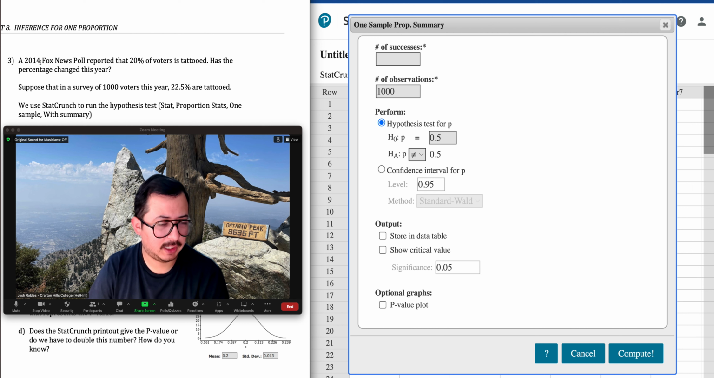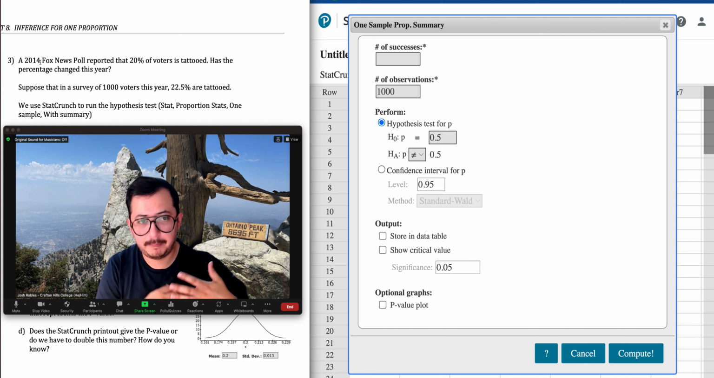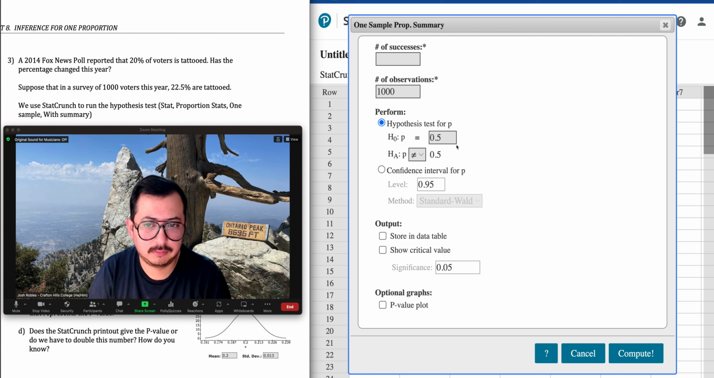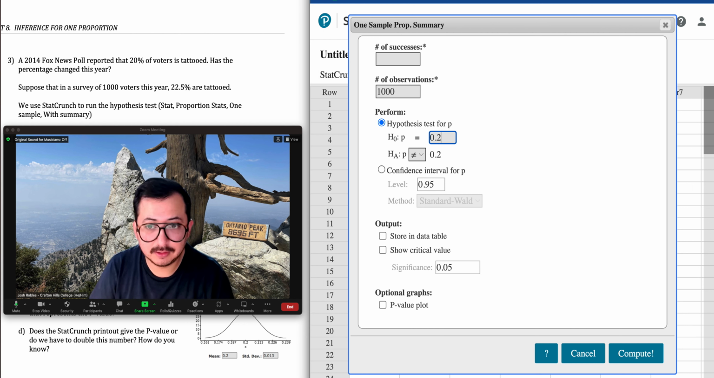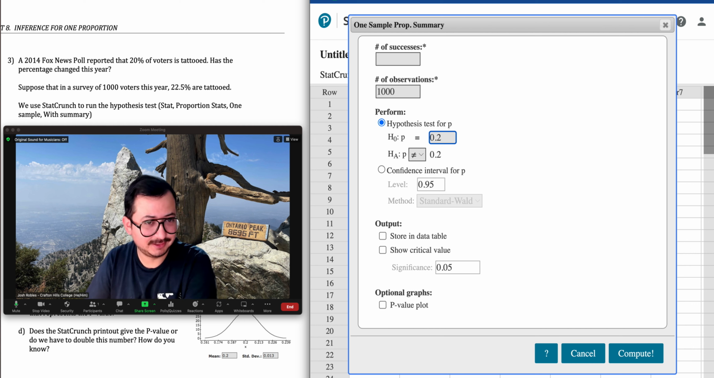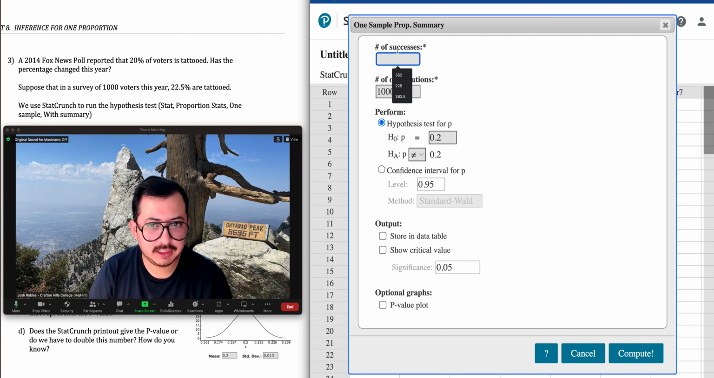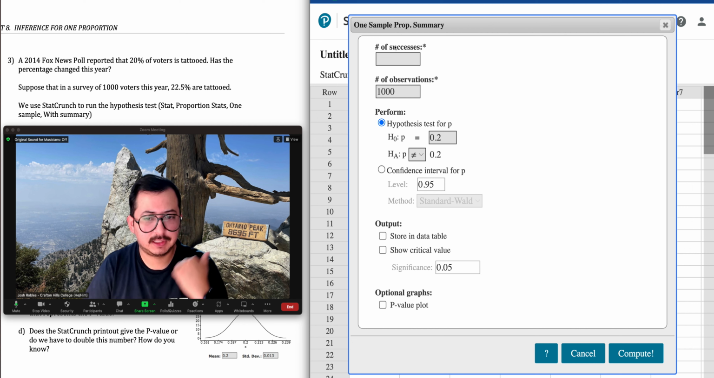So 20% was the Fox News poll. We're going to assume that that was the right answer, even though it was a single poll, and so that is going to be our p, our population value. We're assuming it's still 20%. So we're trusting that survey and asking, is it still 20%? So the 22.5 goes here, but it actually wants the number of successes.